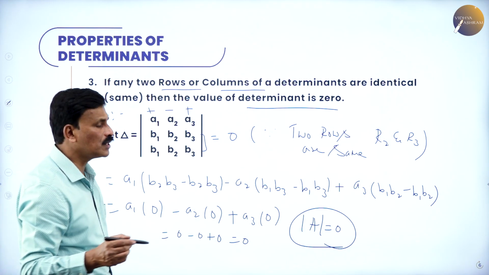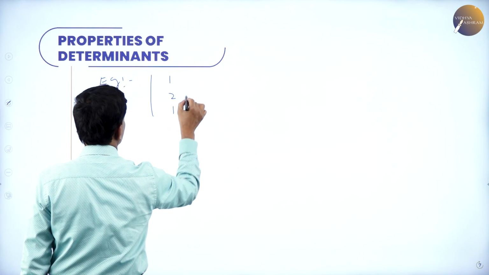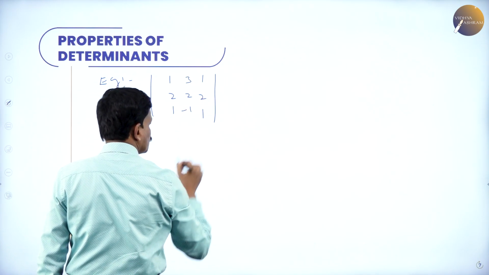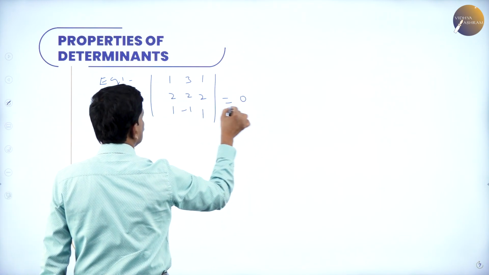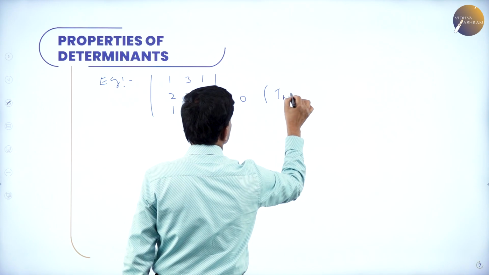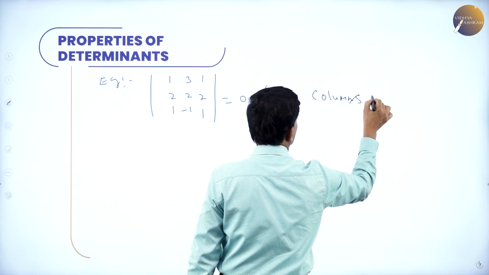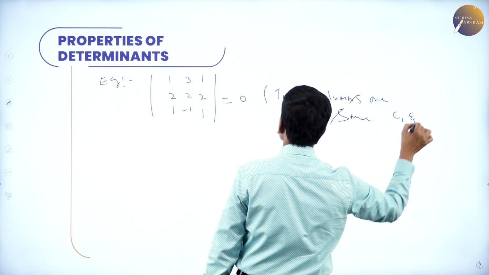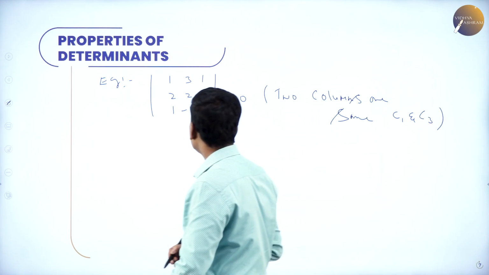Let me take an example. For example, let us consider 1, 2, 1, 3, 2, minus 1, again 1, 2, 1. According to the definition, the value of this determinant is equal to 0 because there are two columns same, identical, that is C1 and C3. Column 1 and column 3 are same.